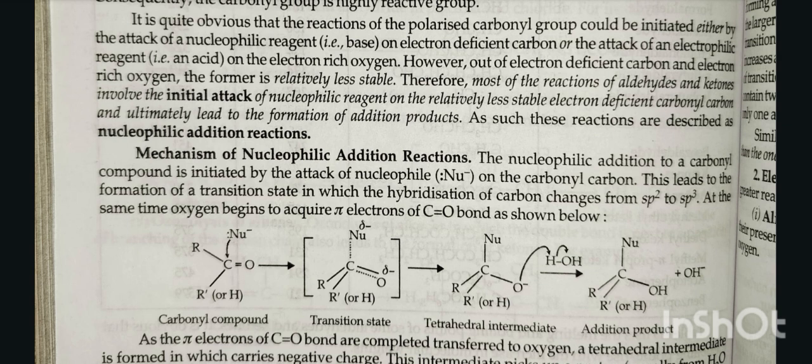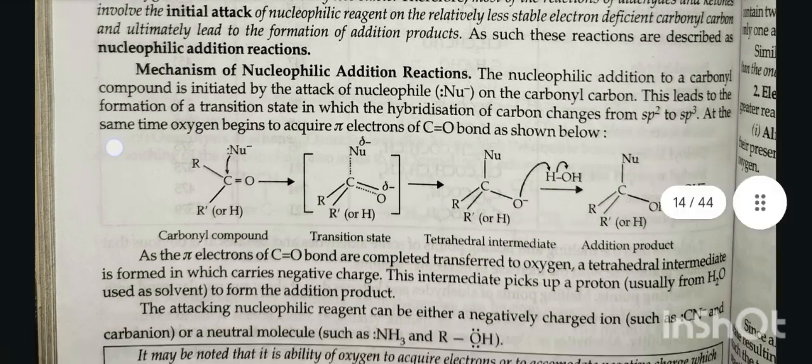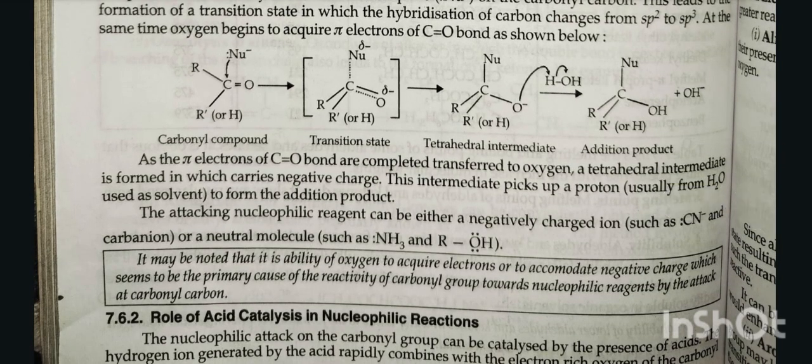Mechanism of nucleophilic addition reaction. The nucleophilic addition reaction to a carbonyl compound is initiated by the attack of the nucleophile on the carbonyl carbon. This leads to the formation of a transition state in which the hybridization of the carbon changes from sp2 to sp3. At the same time, oxygen begins to acquire the pi electrons of the C double bond O bond, as shown below. Carbonyl compound, transition state, tetrahedral intermediate, and addition product.